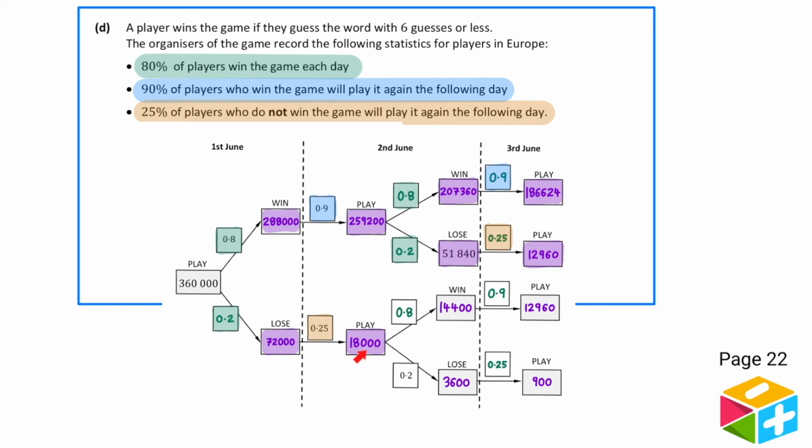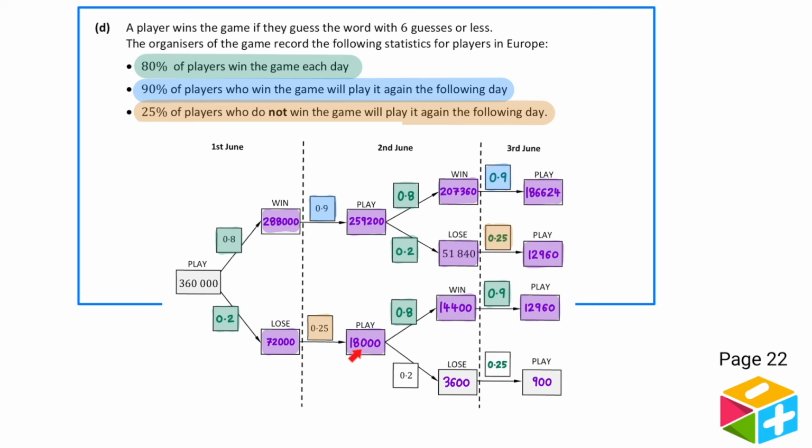Of the 18,000 players who play on the 2nd of June, 80% or 0.8 will win. Multiplying these numbers tells us that we have 14,400 winners. 90% of players who win the game will play again the next day, so to find the number of these people who play again on the 3rd of June, all we have to do is multiply by 0.9. This gives us 12,960.